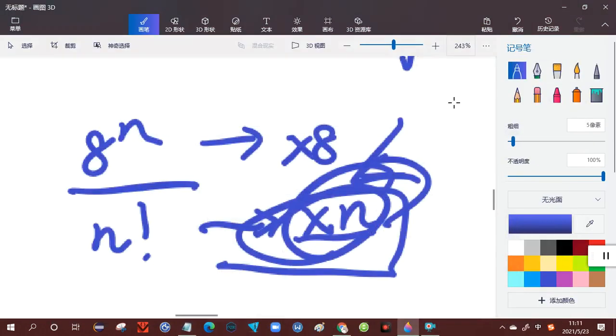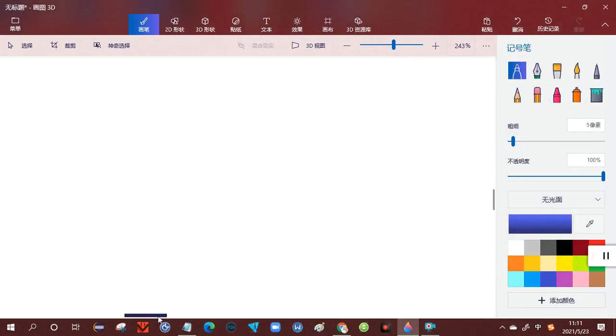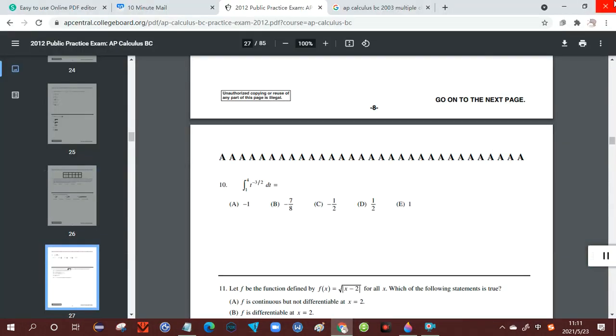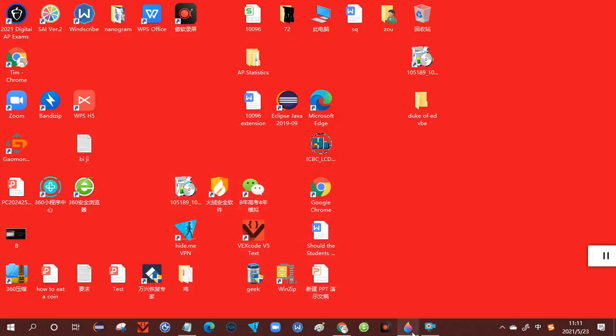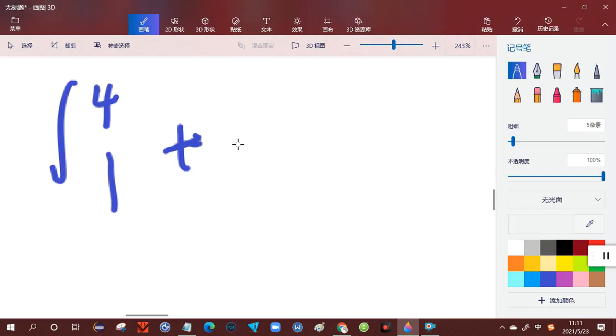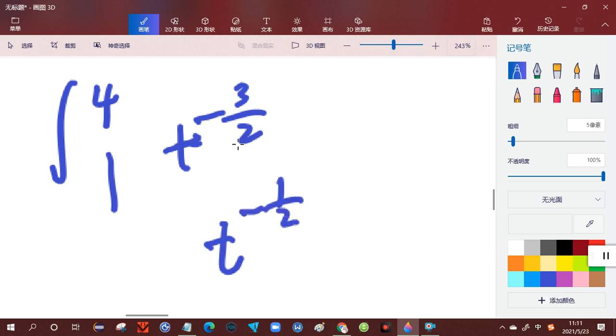Looking at problem 10. Problem 10 is another basic integral problem. So therefore, we know that for the original equation, we need to find the antiderivative.